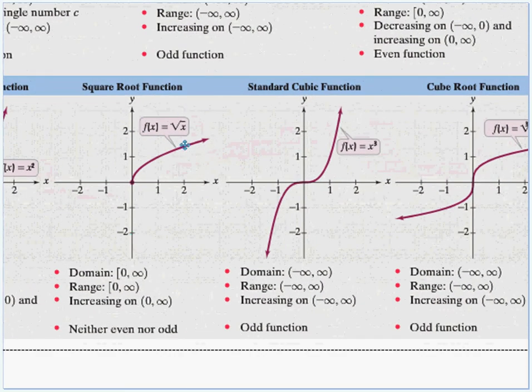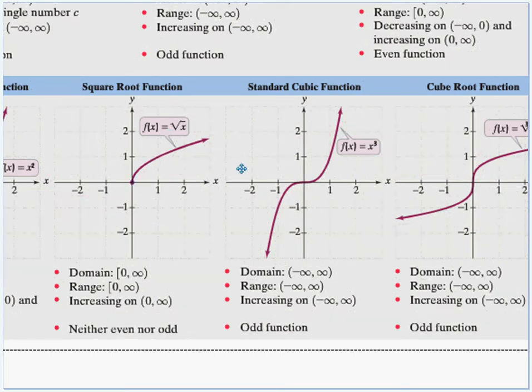Another common one in algebra, root of x. The root of 0 is 0, root of 1 is 1, the square root of 4 would be 2. So it's opening up, sort of like a parabola that broke in half and fell over. It's opening up here in the first quadrant. Notice the domain, 0 to infinity, only lives in the first quadrant. Range, 0 to infinity, only lives in the first quadrant. It's increasing across the entire domain, and it's neither even nor odd.